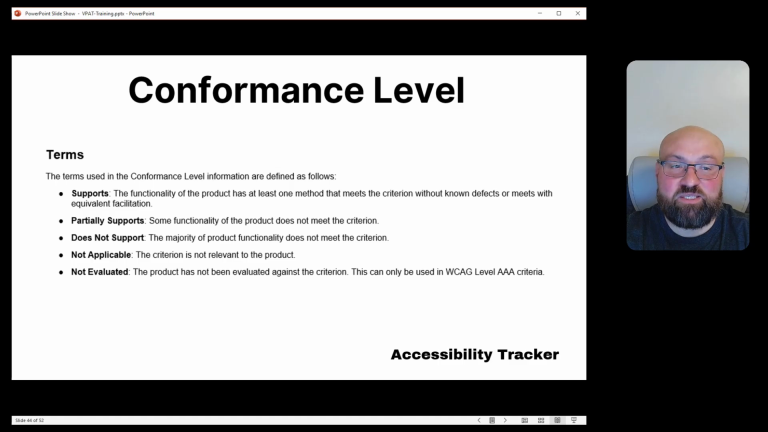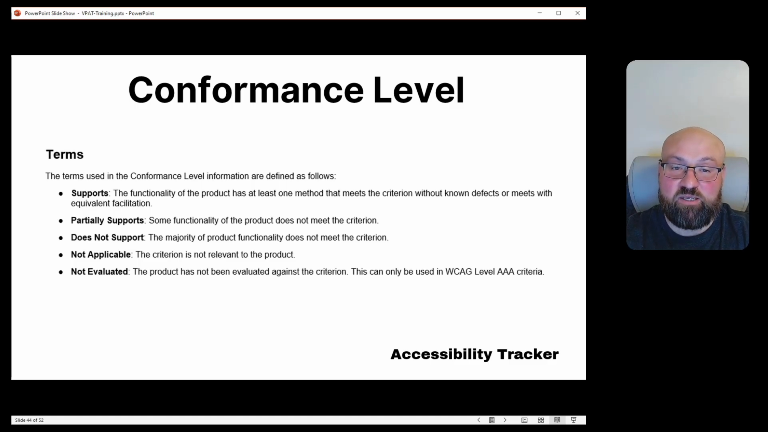So for the conformance level column, there are only 5 potential terms that we will use to populate this column. And they are supports, partially supports, does not support, not applicable, and not evaluated. And right now I'm reading from a screenshot from an actual VPAT that sets out these different terms. So let's go over the definitions for each.